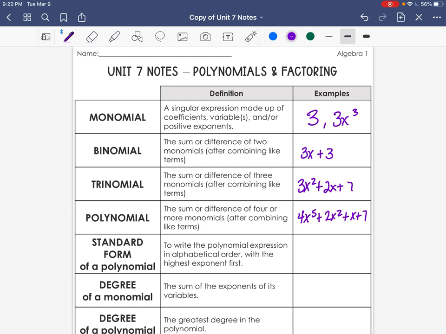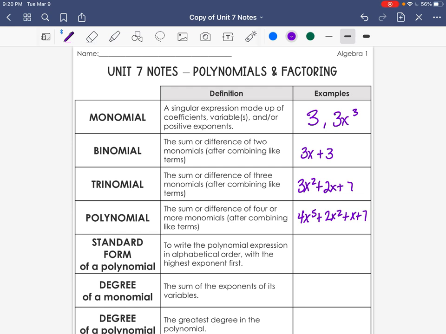So a standard form for a polynomial is to write the polynomial expression in alphabetical order with the highest exponent first. So all of the ones that I have done so far have been in standard form. 3x plus 3 is standard form for that binomial. 3x squared plus 2x plus 7 is standard form for that trinomial. So you have to put the highest exponent first and alphabetical order.